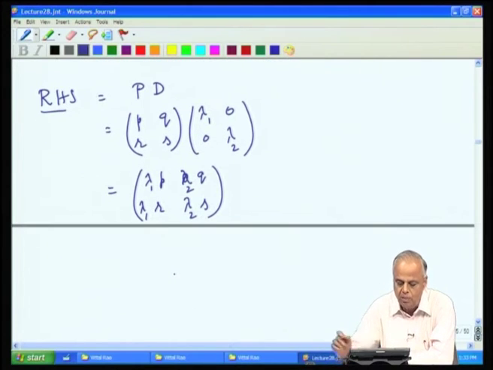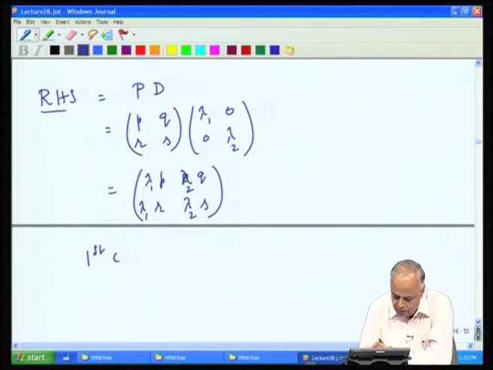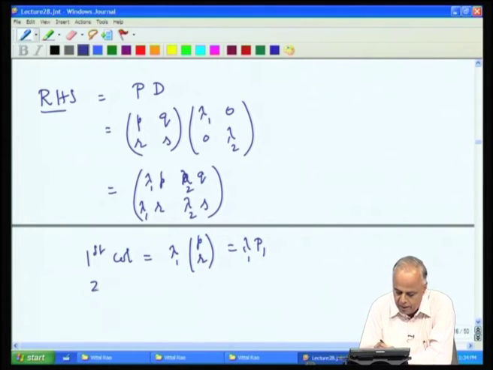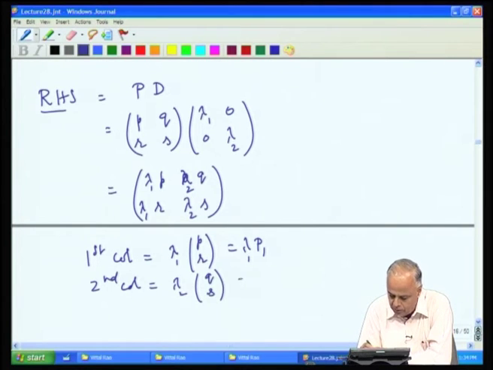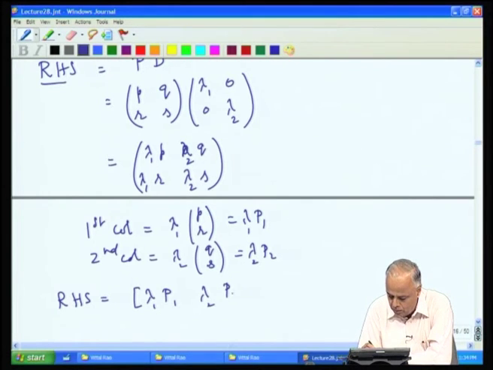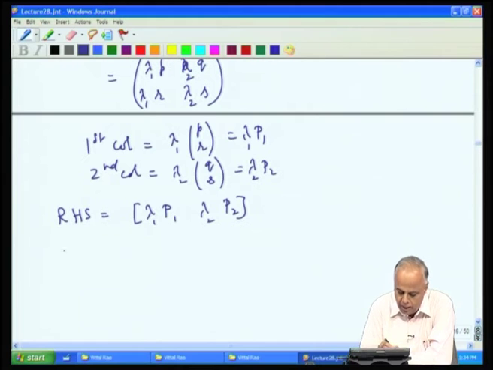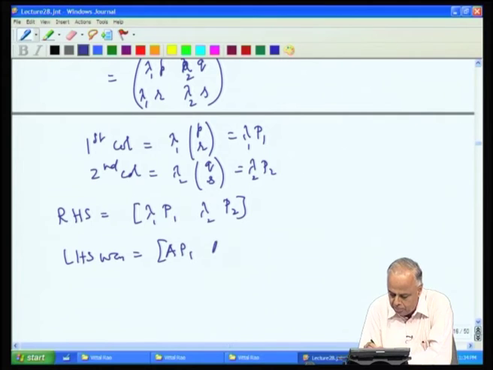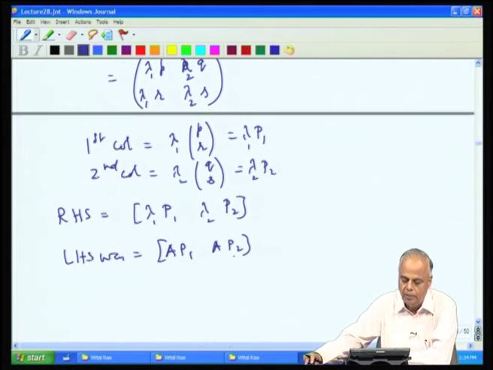Now, what is the first column of this? The first column is lambda 1 into PR, which is just lambda 1 P1. Second column is lambda 2 into QS, which is just lambda 2 into P2. So, therefore, RHS is nothing but the matrix lambda 1 P1, lambda 2 P2. Now, LHS was, as we found, AP1, AP2, and therefore, equating the LHS.